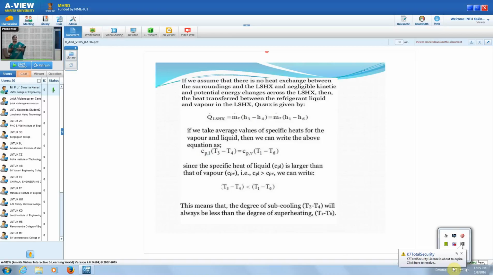Since the specific heat of the liquid is always more than the specific heat of the vapor, we can say that T3 minus T4 will always be less than T1 minus T6. T3 minus T4 is the subcooling, whereas T1 minus T6 is the superheating. So the temperature difference in the subcooling will always be less than that of the superheating at the suction of the compressor. So the degree of subcooling will always be less than the degree of superheating.